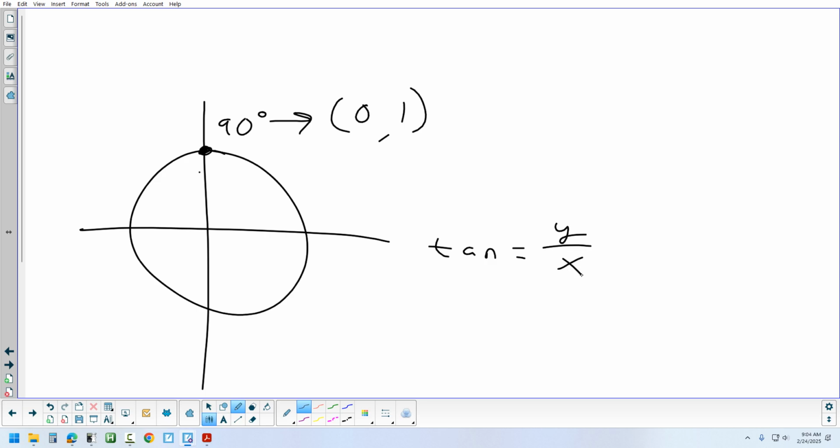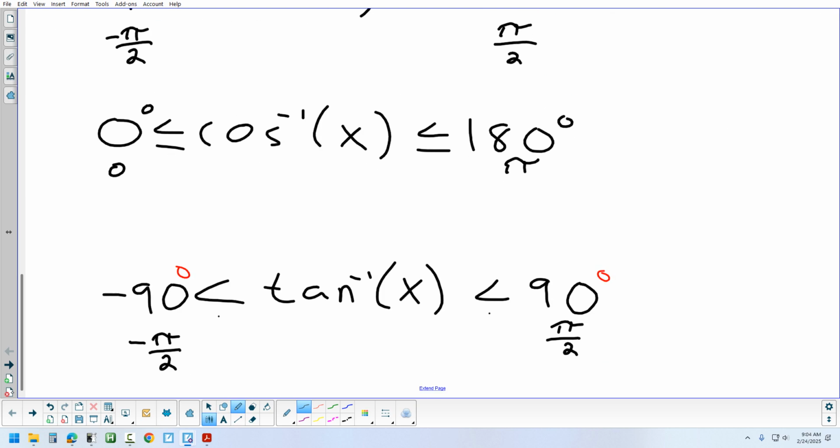Try to take the tangent of 90 and watch what happens. Y is 1. X is 0. What happens if you divide by 0? You can't. That's undefined. That's why you can't equal 90 degrees and do the tangent. Okay? Same with -90. You'd be trying to divide by 0. That's why there's no equal to there. Okay?